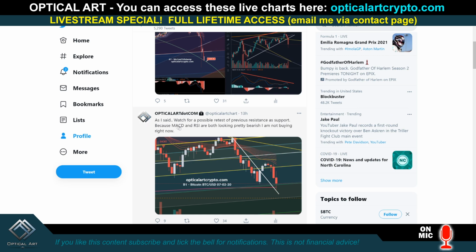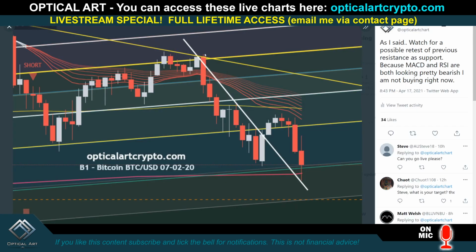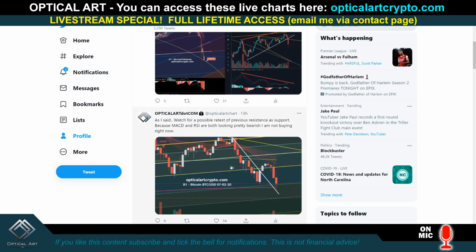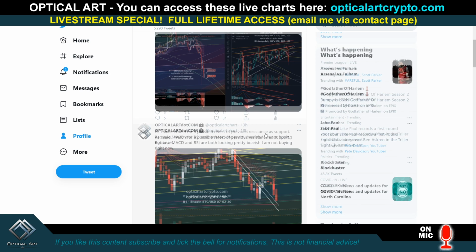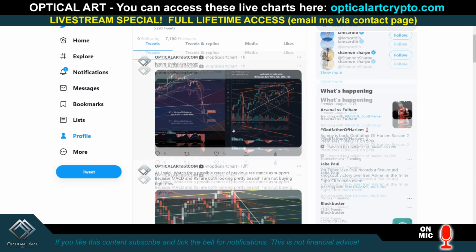This was a tweet I made 13 hours ago. I said, as I said, watch for possible retest of previous resistance as support because MACD and RSI are both looking pretty bearish. I'm not buying right now. So this is what I was talking about in that live stream. This was resistance. I said when we push above it, watch to potentially come back down and test it. We tested it perfectly and pushed back up, but because the MACD on the daily looks so bearish, that's why I said, right here, because MACD and RSI are both looking pretty bearish, I'm not buying right now, and I'm glad I didn't because it just tanked overnight. So I do expect more downside.